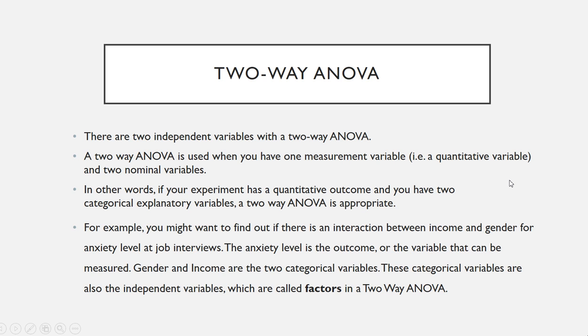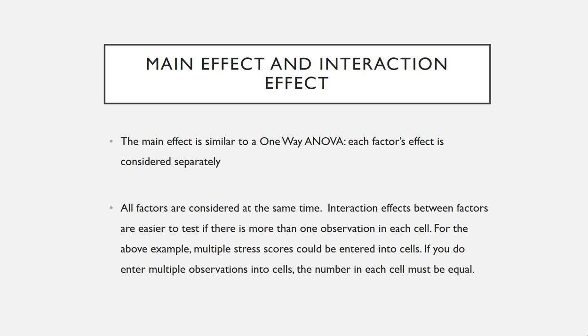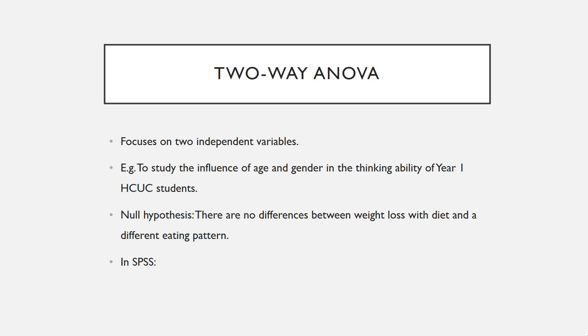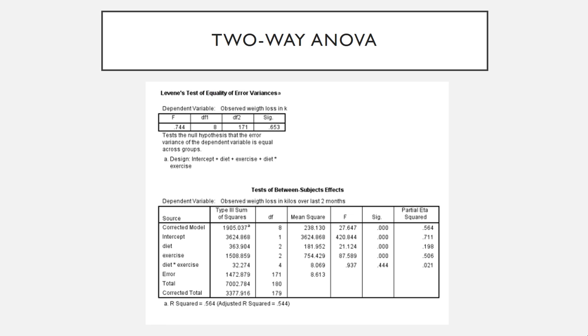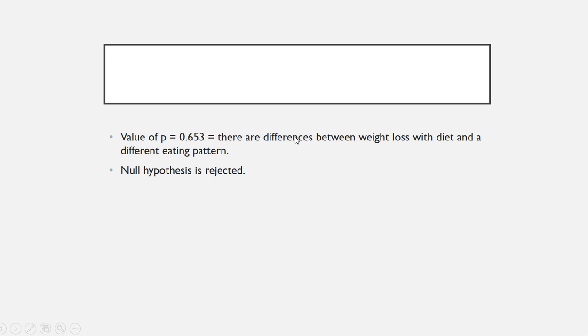Here, anxiety level is the outcome, the variable that can be measured. Gender and income are the two categorical variables. These categorical variables are also the independent variables, which are called factors in two-way ANOVA, right? The examples and the steps to be followed in this, in SPSS as well. The value of P is 0.653, right? And then there are differences between weight loss with diet and different eating patterns, right? So that would be it. All right, thank you.